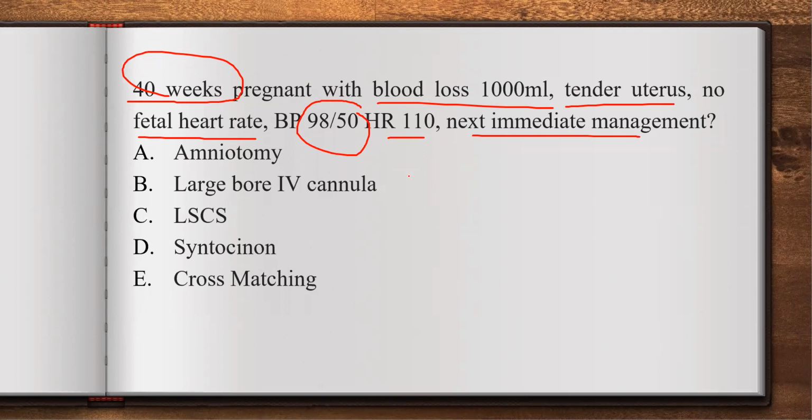For placental abruption or whatever it is, when a patient is losing blood and you can see the patient going into shock, your main thing is to resuscitate this patient, right? So first of all, you need to give IV fluid to this patient. How do you give IV fluid? You need an IV cannula. So obviously a large bore IV cannula will be your first thing to do. Now let's say you have given a large bore IV cannula, you have started IV fluid. Then what are you going to do for this patient?